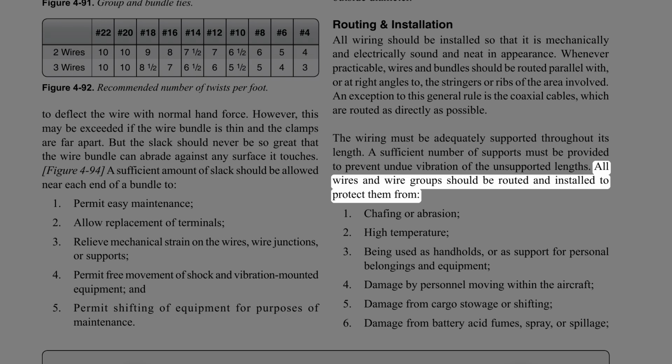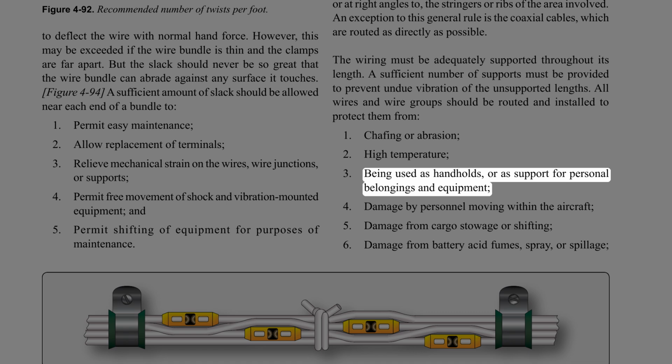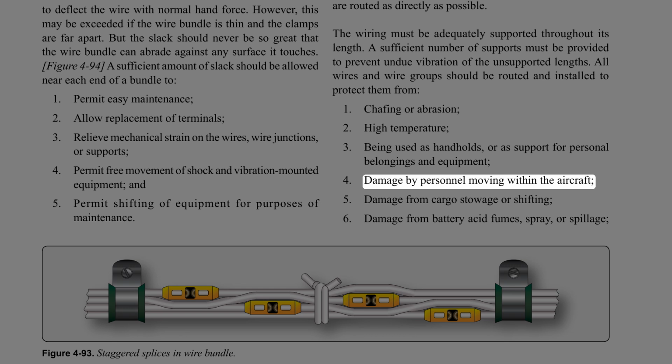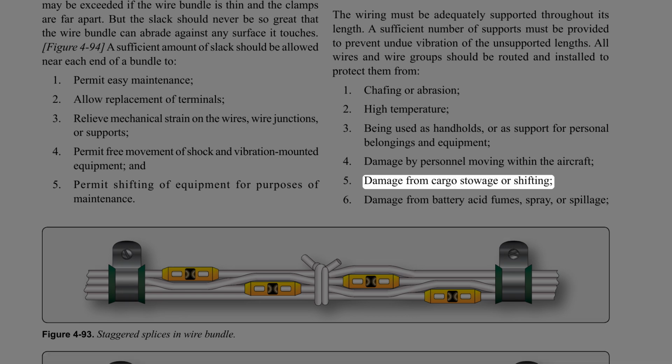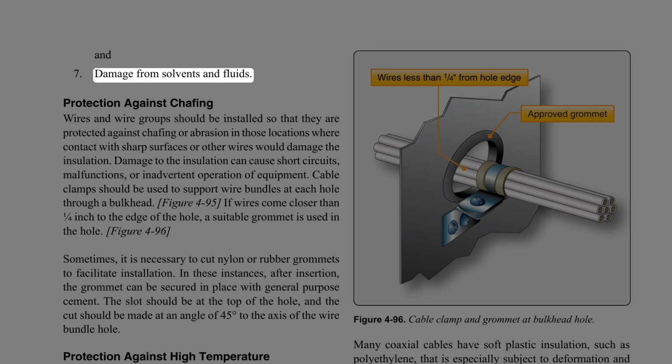All wires and wire groups should be routed and installed to protect them from chafing or abrasion, high temperature, being used as handholds or as support for personal belongings and equipment, damage by personnel moving within the aircraft, damage from cargo stowage or shifting, damage from battery acid fumes, spray, or spillage, and damage from solvents and fluids.